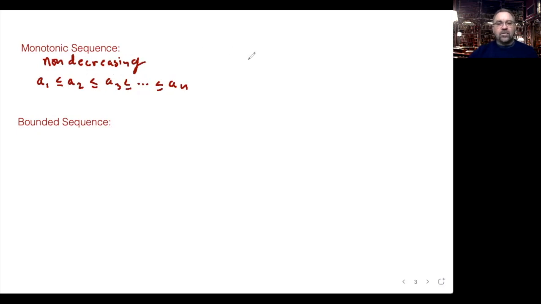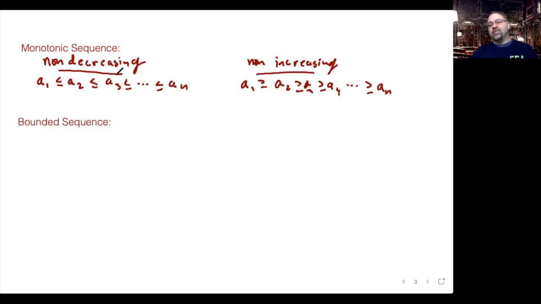You could have a non-increasing one. A1 is greater than or equal to A2, greater than or equal to A3, greater than or equal to A4, and so on, greater than or equal to A sub N. That's a non-increasing one. Some kind of weird verbiage there, but it makes sense because the terms could be equal to each other and we would still call that a monotonic sequence.